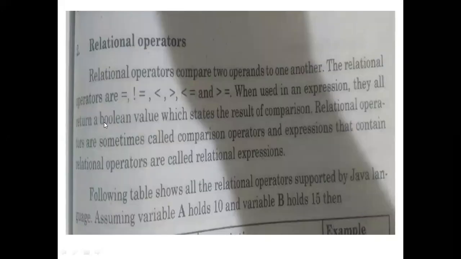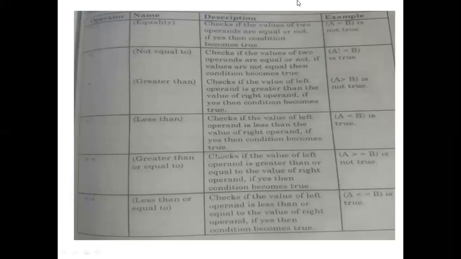So mod operator, it will show you the remainder. Next come to relational operator. Relational operator compares two operands to one another. The relational operators are equal to, not equal to, less than, greater than, less than equal to, and greater than equal to. When used in an expression, they all return a boolean value which states the result of comparison. Relational operators are sometimes called comparison operators, and expressions that contain relational operators are called relational expressions. So following table shows all the relational operators supported in Java. So this is the table of relational operators.